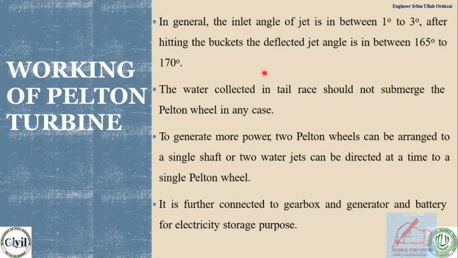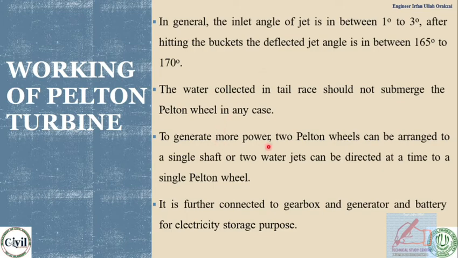The water collected in the tail race should not submerge the Pelton wheel in any case. Means the outgoing water should not be so much that the Pelton wheel is submerged in it. In this case, it will be harder to revolve the buckets at normal speed.